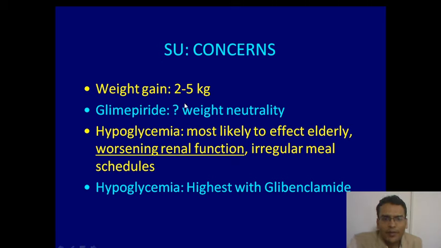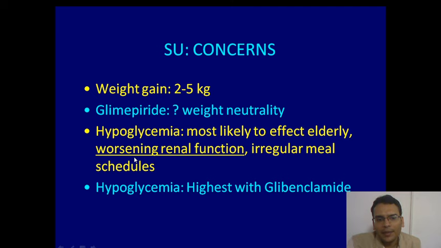Concerns with sulfonylureas: weight gain, yes, that can occur because they are known to stimulate insulin secretion. Whether weight neutrality exists with glimepiride is a subject of controversy. Hypoglycemia is most likely to affect those who are elderly, because their glucose compensatory mechanisms may be at fault, and those with worsening renal function. So it is due to this fact that these agents should be used very carefully in persons with declining renal function. In fact, with GFR of less than 30 ml per minute, these agents should be avoided.